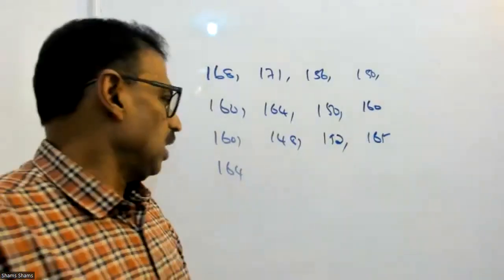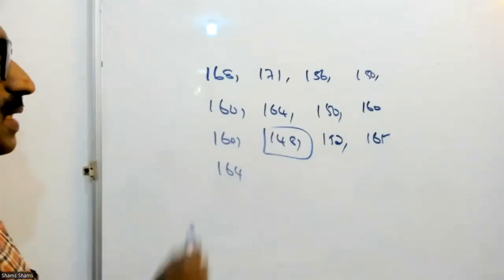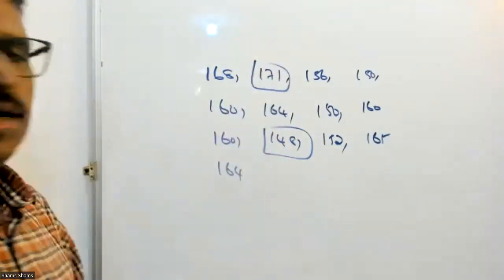Then which is the lowest one here? 140. Easy to find. 140. What is the highest one? 168. Oh, 171. That difference, how much?